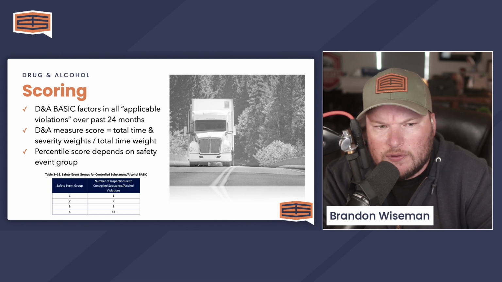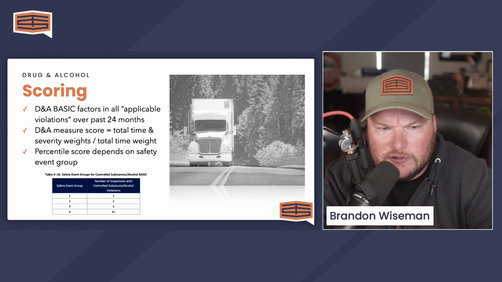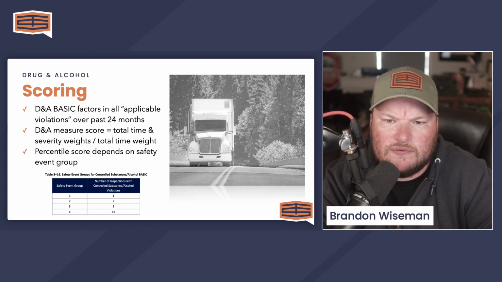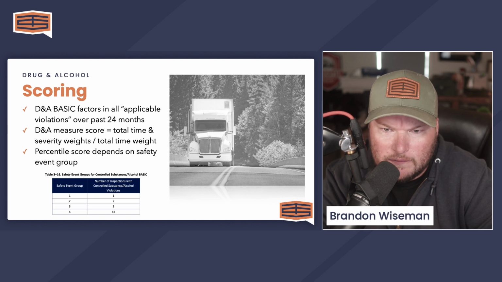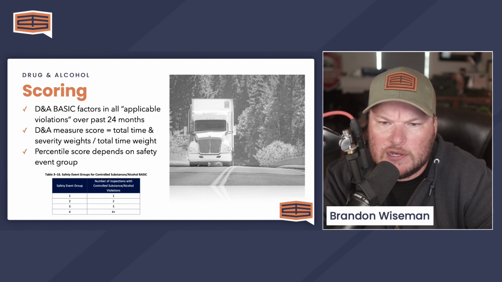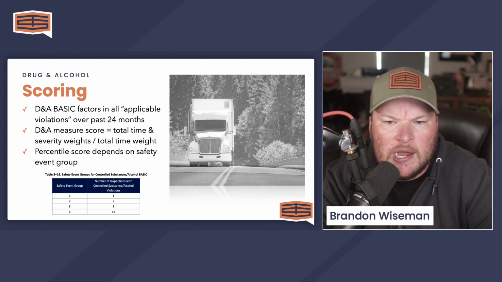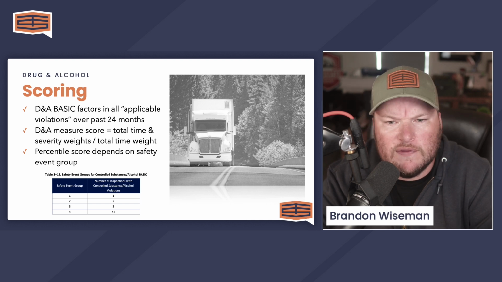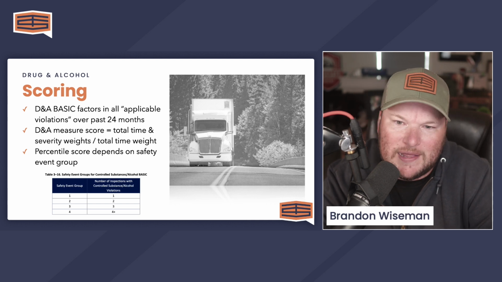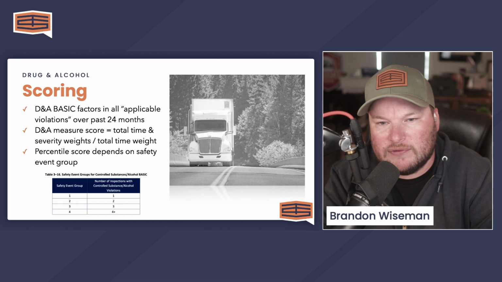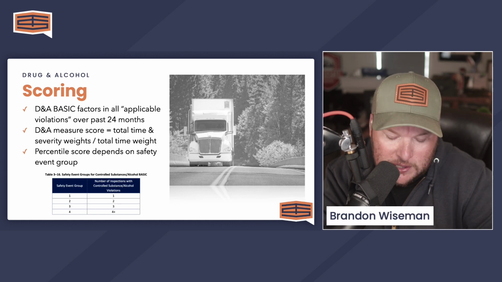And so the point here is that you take all of your time weights and all of your severity weights for your drug and alcohol violations over the last 24 months, you add those up, and then you divide them by your total time weight. And that will get you what your drug and alcohol measure score is for this particular month. And then again, that measure score is then put on a percentile scale, and that's how ultimately your CSA scores are calculated.